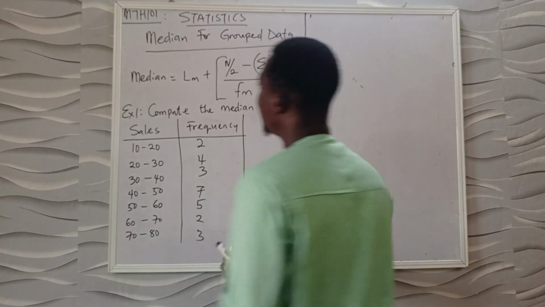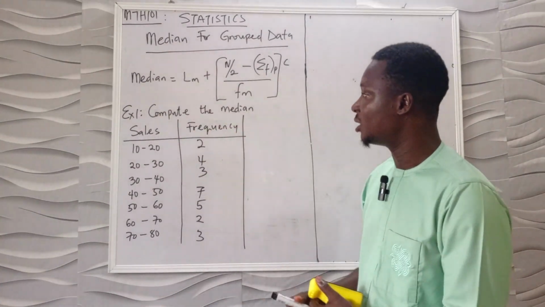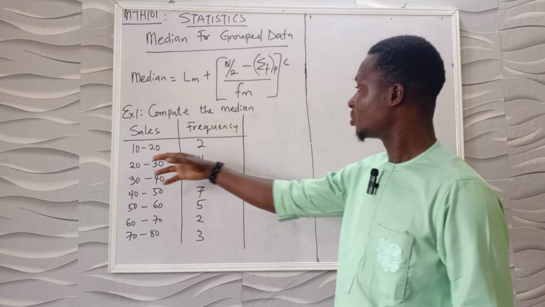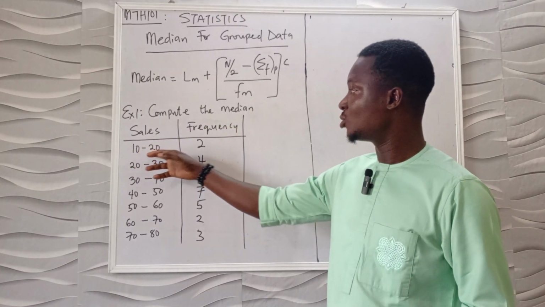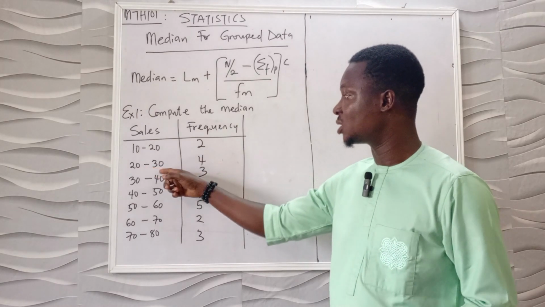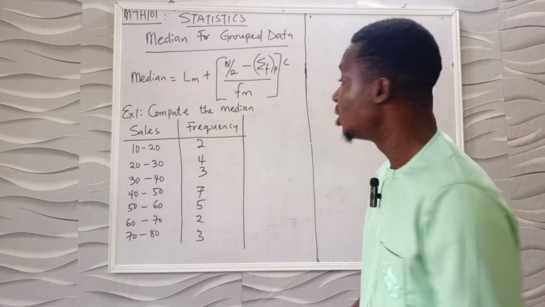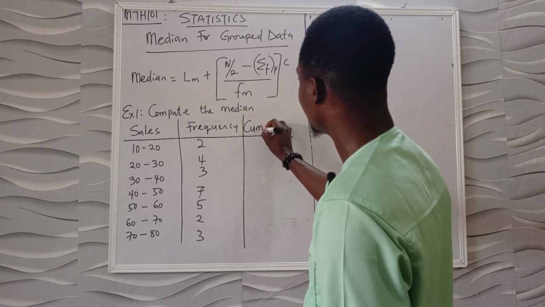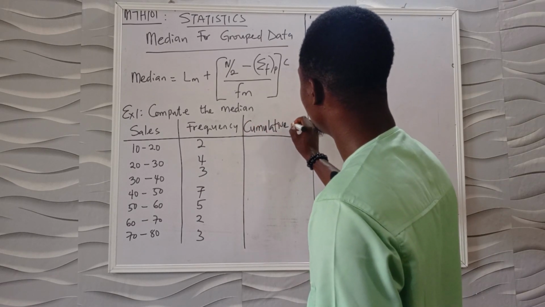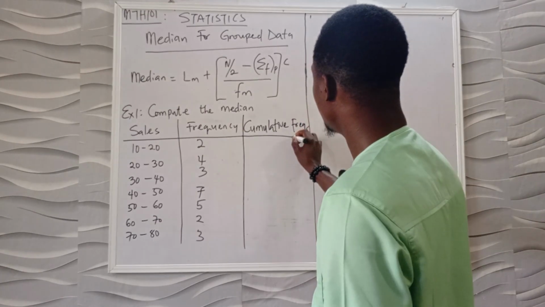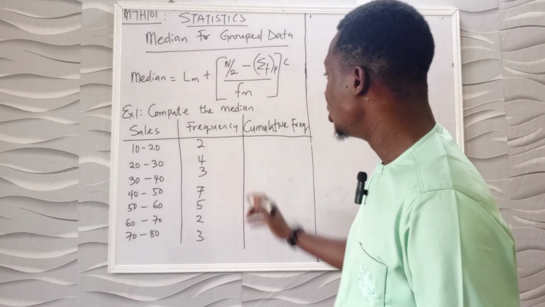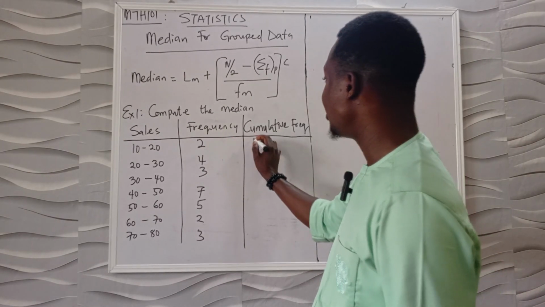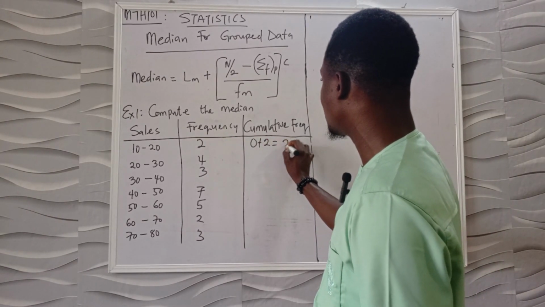So we have a question here, and it's saying compute the median. We have sales and we have frequency. As we can see, for 10 to 20, the frequency is 2. For 20 to 30, the frequency is 4, and so on and so forth. So the first thing we need to do is create a column here for cumulative frequency. Cumulative frequency simply means that we'll have to sum everything together. So usually we start from 0 and add 0 to whatever number we have here. So 0 plus 2 in this case will give us 2.